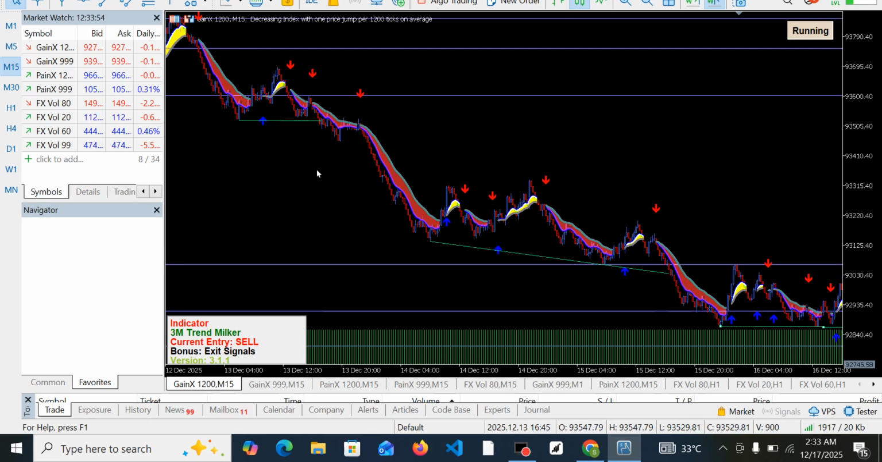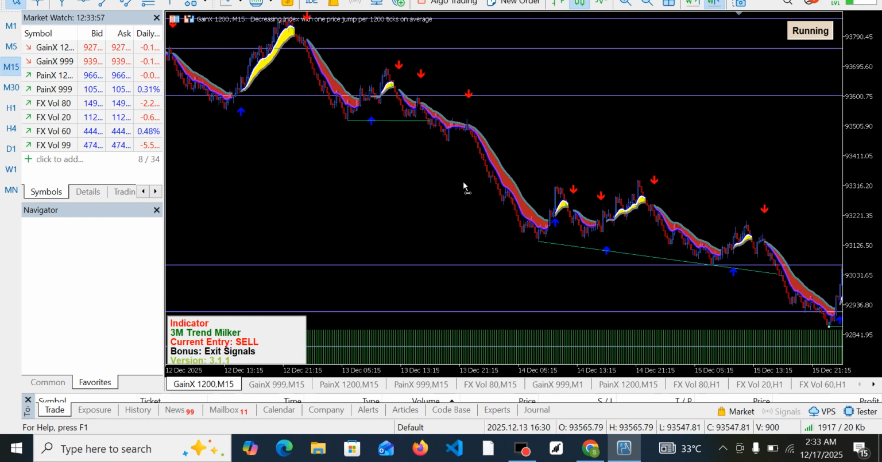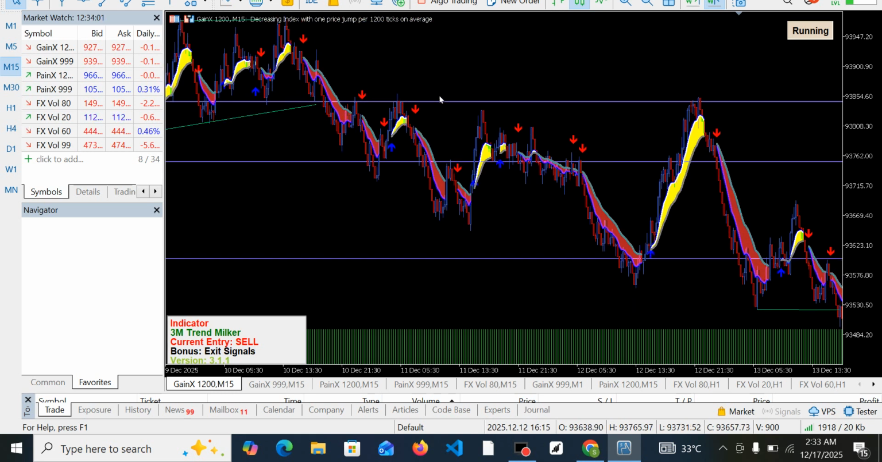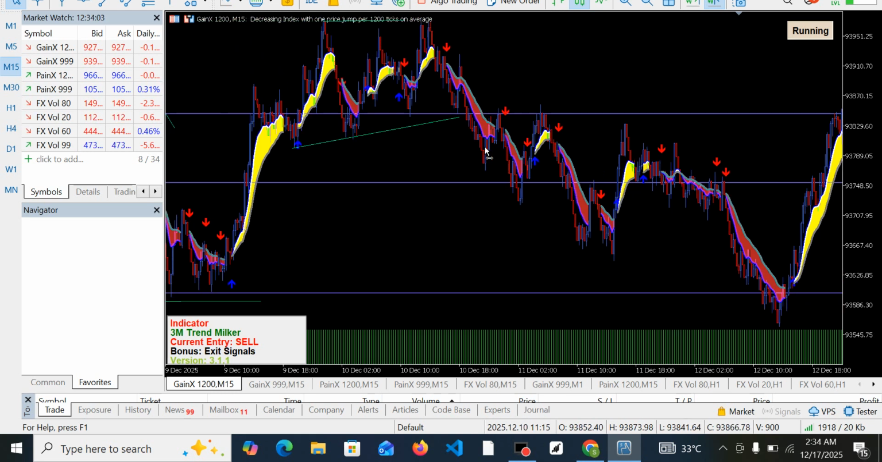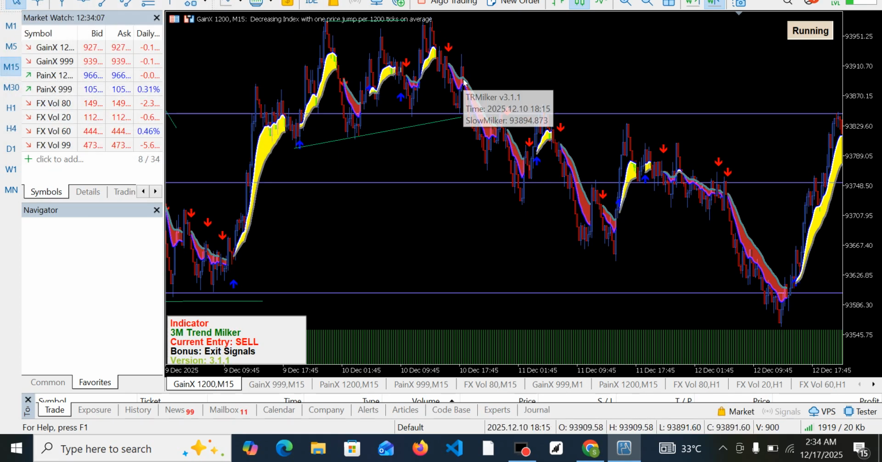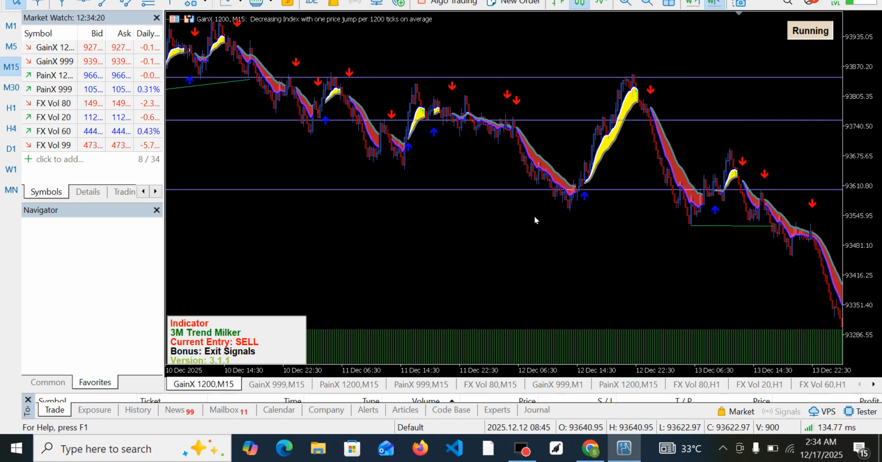Right here, I'm on the 15-minute time frame on GainX 1200, and we started this particular trend at this spot where the uptrend changed into a downtrend. This is where we started at the initial stage. And of course, you can see the yellow color turn into a red color at this spot. And it traded for a very long time.